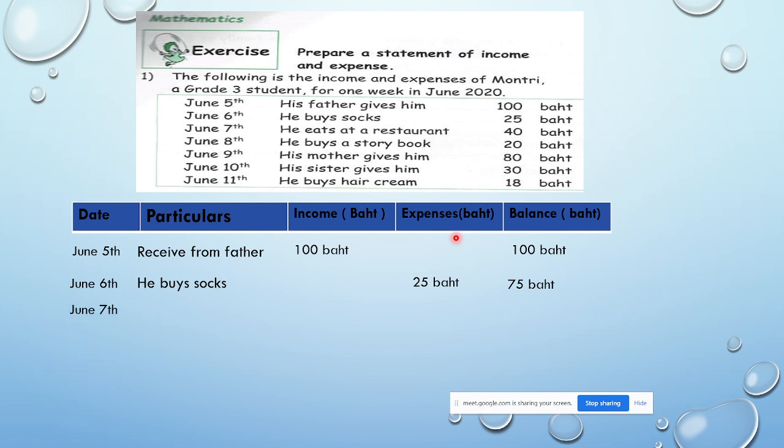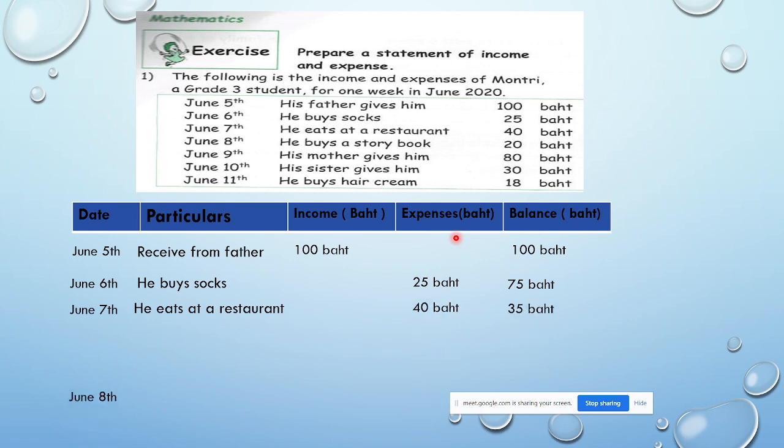Next, on the next day, he eats at a restaurant. Is that an income or expense? Restaurant, like for example, MK or Yayoi, where you eat. The cost is 40 baht. Okay. Balance is 35.